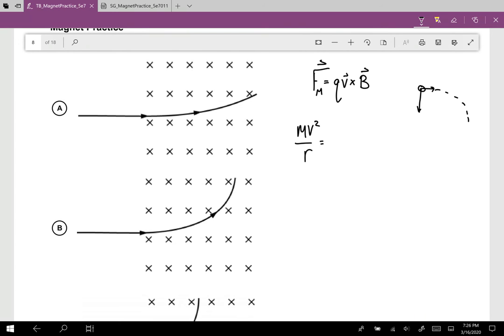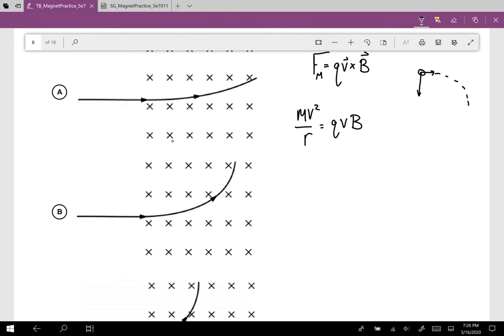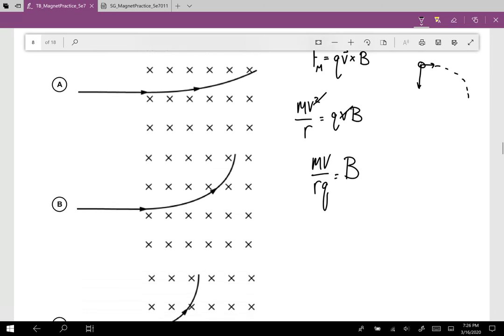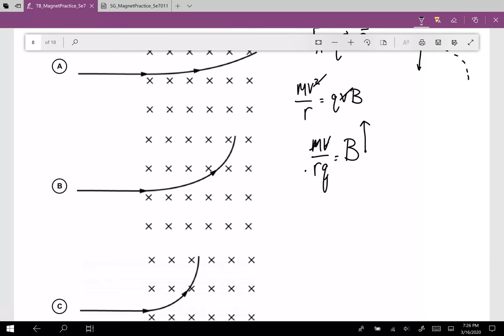So we can use this equation, mv squared over r equals our force, qvb. So I can move a few things around. I can cancel out one of these v's and say mv over rq equals B. And now I can really look and see, hey, if I want this B to be really big, the only thing that we can compare, because we said m, v, and q are the same, is r has to be small. We have to have a small radius of curvature.